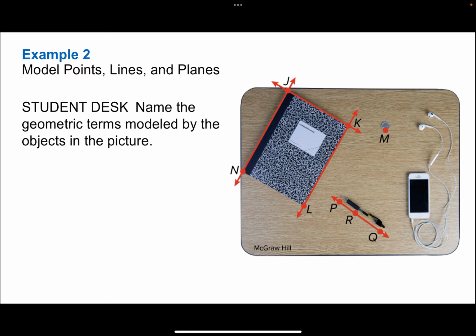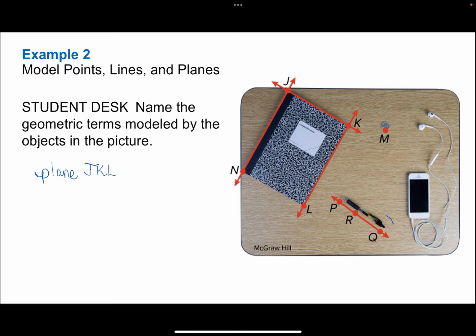All right, example 2 says, let's talk about what things are on the student desk. So anytime you see a rectangular or a parallelogram shaped figure, we know that that's a plane. So we have this composition book that is plane, and we use a 3-letter name for a plane, so JKL. N could be part of that, but just because there are 4 letters, 4 points, doesn't mean that we're going to name it by 4.